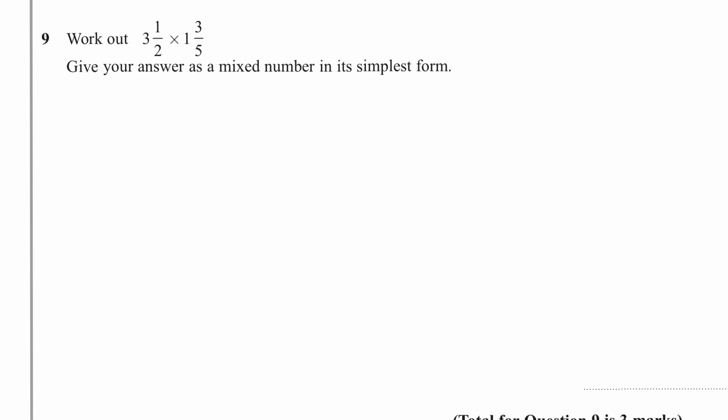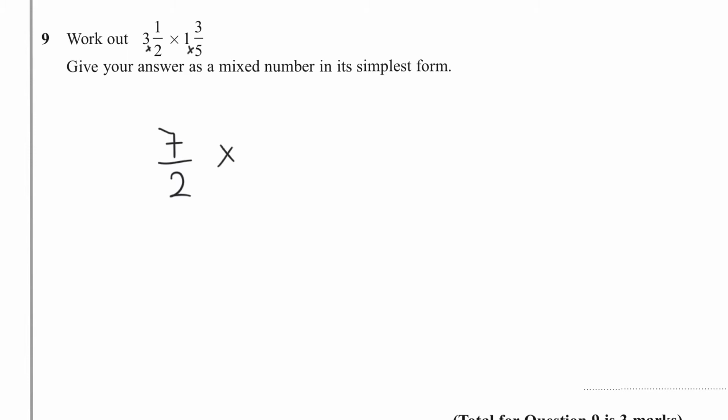The next question involves multiplying fractions. So the first thing we're going to do is make them both top-heavy fractions. So the first one, to make it a top-heavy fraction, you would times the whole number by the denominator and add 1 to the top. So that would leave you with 3 times 2, which is 6, plus 1, which is 7, over 2.